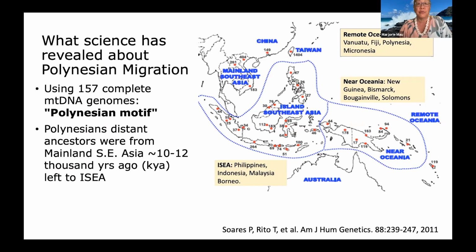So what has the science revealed about Polynesian migration? This is a study that used 157 complete mitochondrial DNA genomes to identify the Polynesian motif. And from this data, we've learned that Polynesians' distant ancestors were from mainland Southeast Asia. And they, 10 to 12,000 years ago, left to the islands of Southeast Asia here, which includes the Philippines, Indonesia, Melanesia, and Borneo.